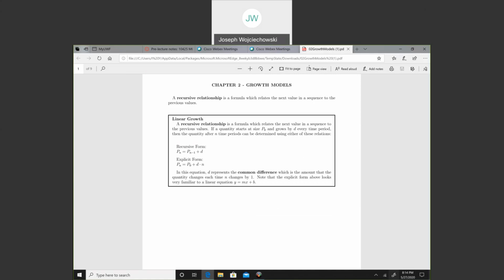relationships. A recursive formula would be p sub n is equal to p sub n minus 1 plus d. An explicit formula would be p sub n is equal to p sub 0 plus d times n. In this case, d is what's called the common difference. It's the amount it changes each time period. And n is the number of time periods.